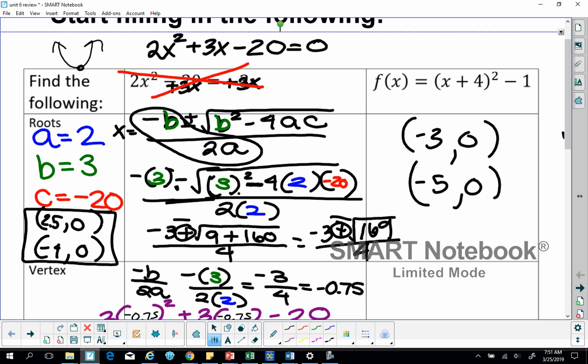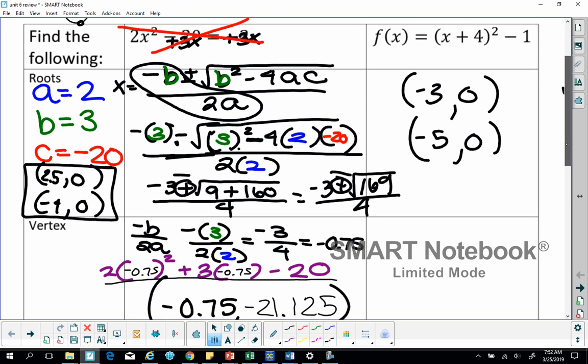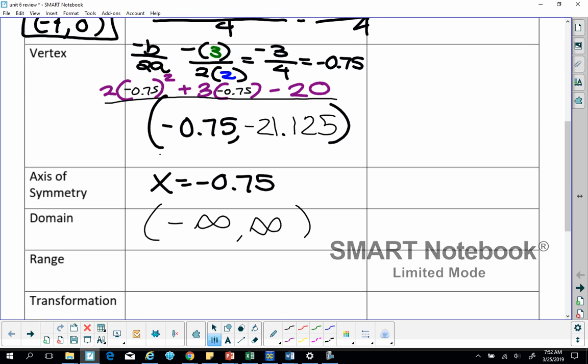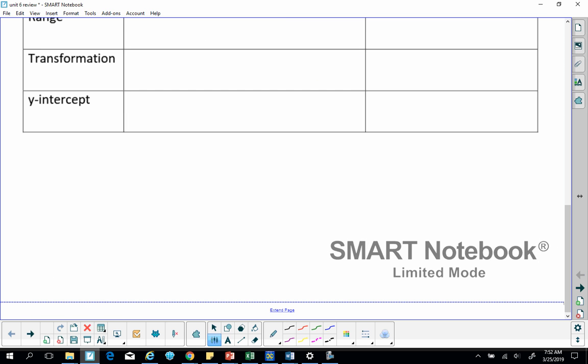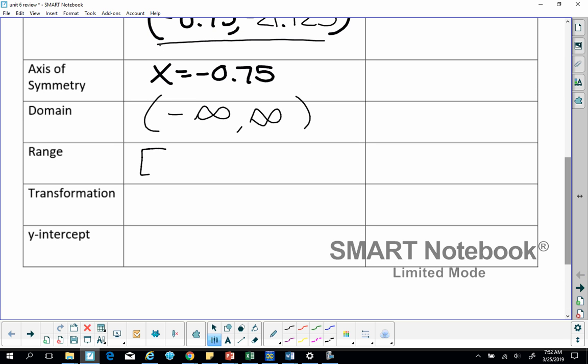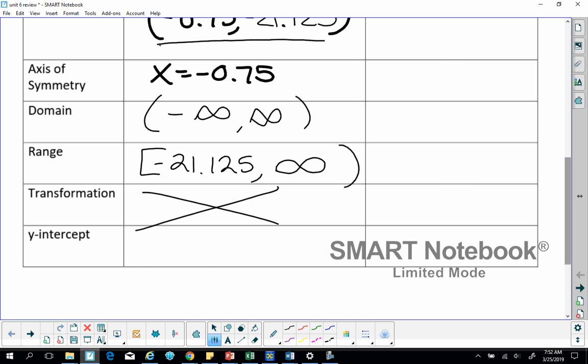What is the y-coordinate of our vertex? Looking right here. Which one's the y-coordinate? Good, because that is our minimum. So our range would be from that -21.125, and then it goes up forever and ever. So what would be right here? Infinity. Cross this out.